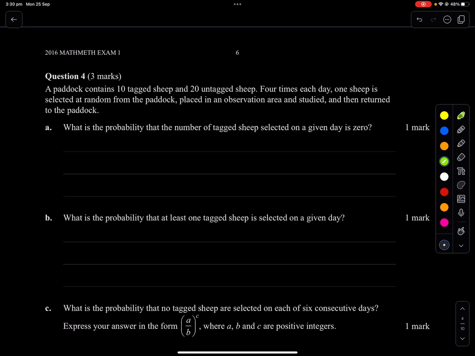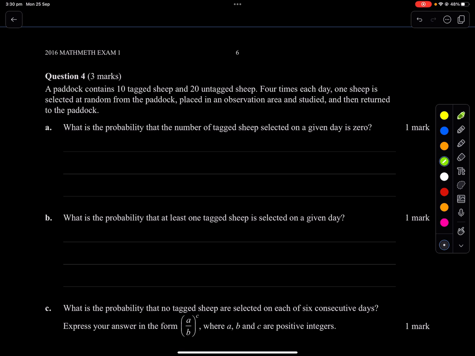Question 4. A paddock contains 10 tagged sheep and 20 untagged sheep. 4 times each day, one sheep is selected at random from the paddock, placed in an observation area and studied, and then returned to the paddock. So it is with replacement. What is the probability that the number of tagged sheep selected on a given day is 0? Because it's returned, it's with replacement, so we can use the binomial distribution.